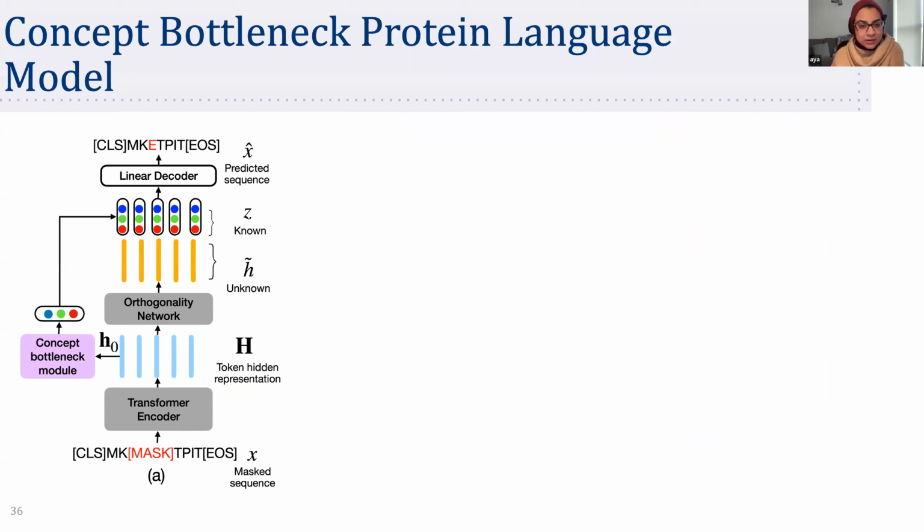So this is what the model looks like. In a little bit more detail, we have the masked sequence, we have the encoder, and then we have the hidden token representation, which is H. We take the first hidden token representation, which is H0, and pass it through the concept bottleneck network. Then we pass all the tokens to a feed-forward network that gives us new tokens, which we call the unknown, and we put back the output of the concept bottleneck, which is the known, and then we make the new prediction of X hat.